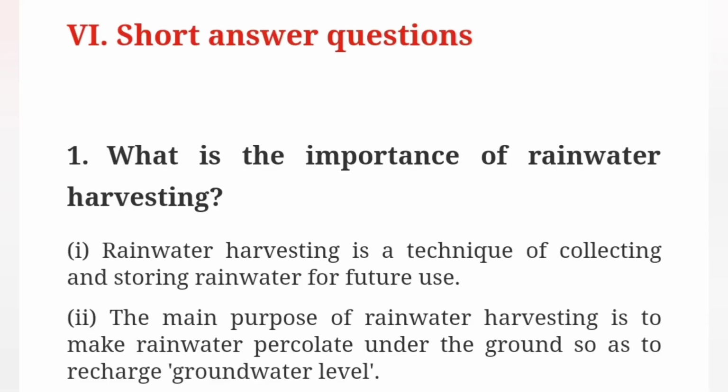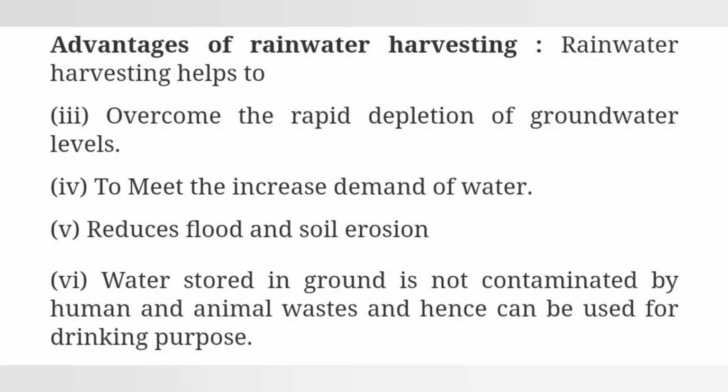Sixth Roman letter, short answer questions. First one: what is the importance of rainwater harvesting? First point: rainwater harvesting is a technique of collecting and storing rainwater for future use. Second point: the main purpose of rainwater harvesting is to make rainwater percolate under the ground so as to recharge groundwater level. Advantages of rainwater harvesting.